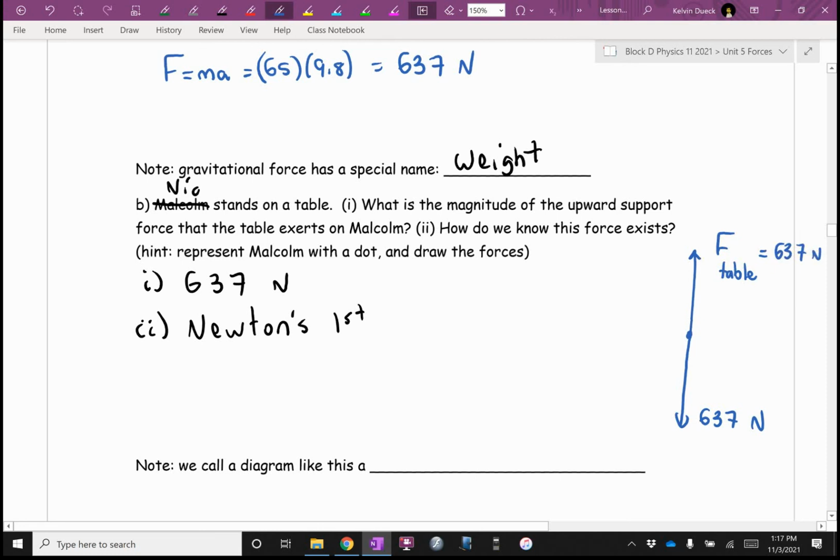We're going to use this trick of representing the mass with a dot and putting the forces with arrows all the time. This will be the single most useful tool that I give you in this unit. We're going to do a whole lesson on it. But for what it's worth, we call a diagram like this a free body diagram.